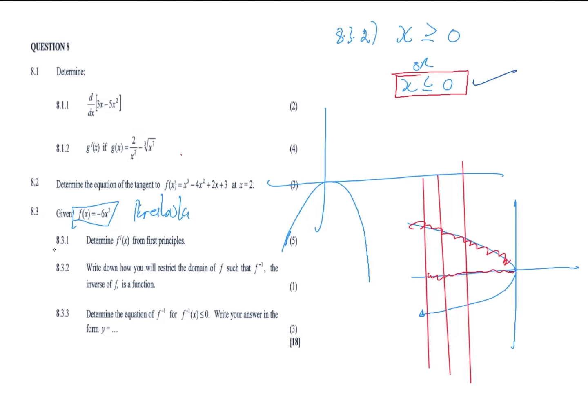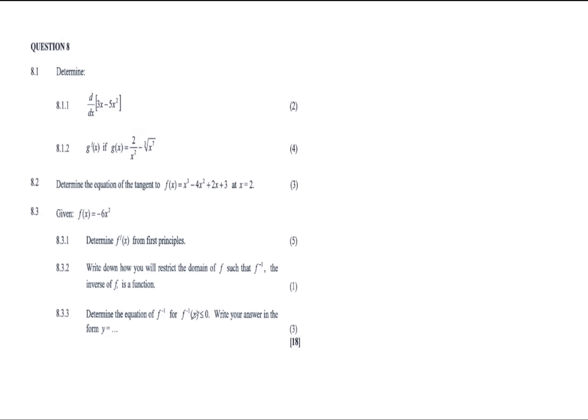Then, okay, determine the equation of the inverse for where the inverse will be less than or equal to 0. Write down your answer in the form of y is equals to. So, okay, for that one, we're going to have 8.3.3. This is y. So let's start with y is equals to negative 6x squared. And then for the inverse, we let y be equals to x. So put x here and then put y here. So where there's x, put y. Where there's y, put x. Then remember, we have to make y the subject of the formula, right?